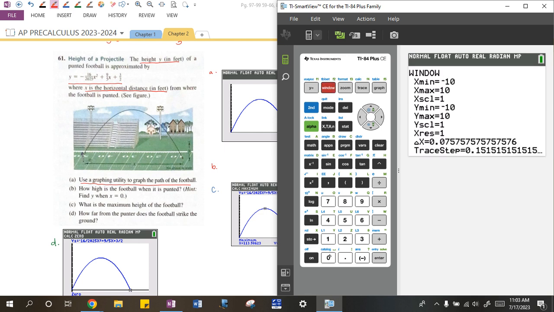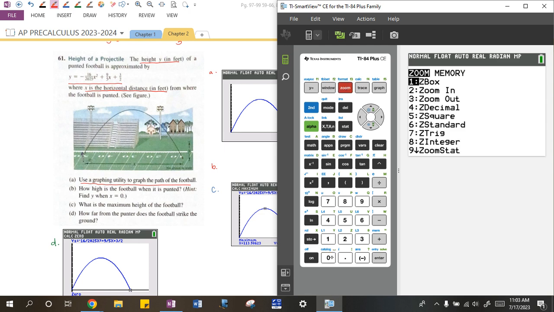The x minimum should definitely be 0 because that's where it's getting punted from. And then I don't know how many feet do we think someone can punt something? Like a football field is 100 yards, right? We're talking about feet though. So I don't think you could punt across a whole football field, but I could probably say, let's just go 300 feet, see what happens. So that should be long enough. It might be too long, but I'll just go 0 to 300, and then I'll just say zoom fit from there.